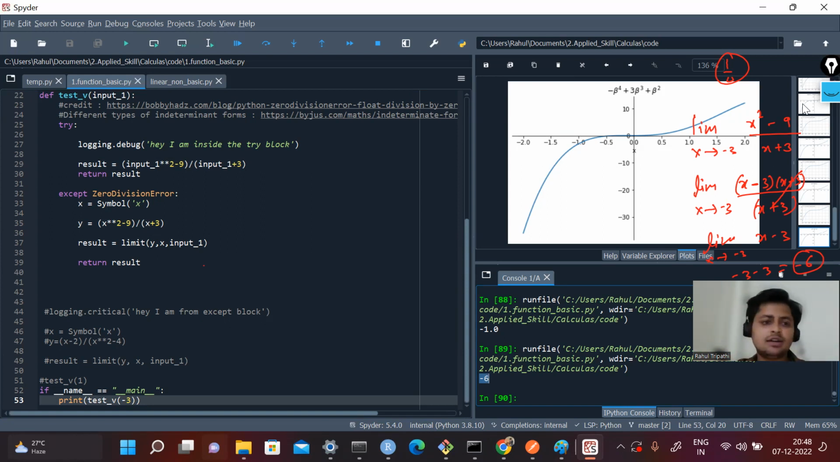You can calculate the limit of any function by implementing the code. This code is not clean actually, so we can clean it. We can create another function which will generate the function, and then pass that function as an input to this function, and then we will get the output. For this video I think this is sufficient. In the next video we will solve some more problems of limit.